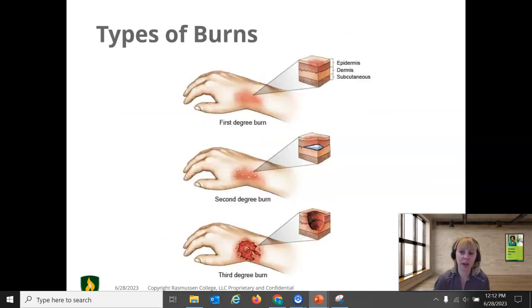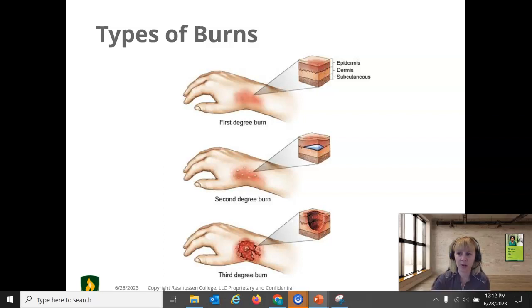Within this unit, one of the other things we talk about when it comes to the skin is different types of burns. Burns are injuries to tissues caused by direct contact with chemical, thermal, electrical, or radioactive agents. Burns are classified as either first degree, second degree, or third degree.